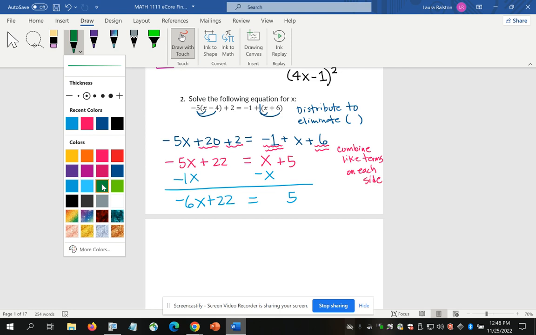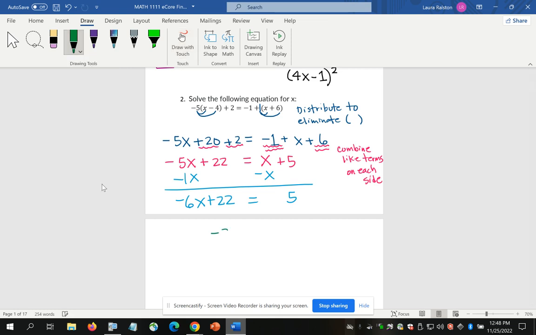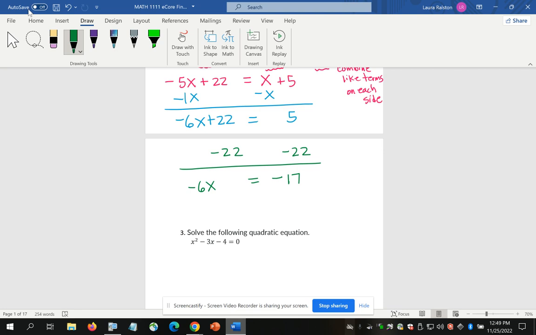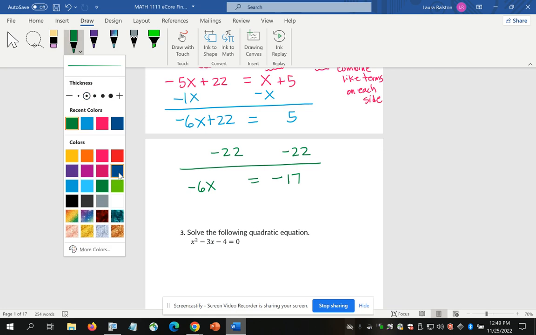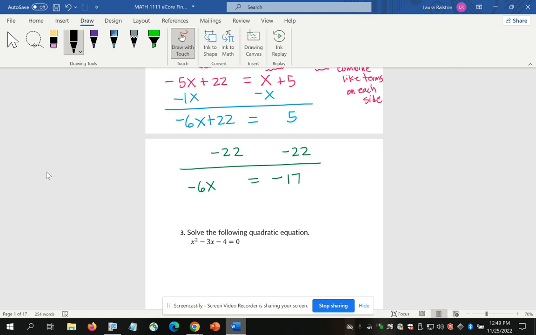Then I need to move the 22 to the other side by subtracting 22. So I have negative 6x equals 5 plus negative 22, which is negative 17. Then I need to isolate the x, so I'm going to undo the multiplication. I undo the multiplication by dividing both sides by negative 6.